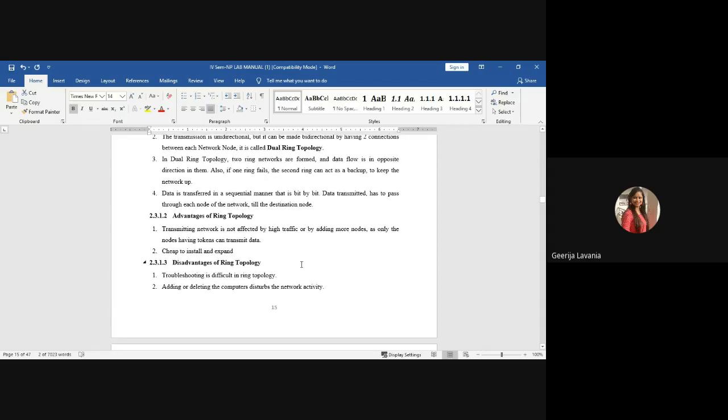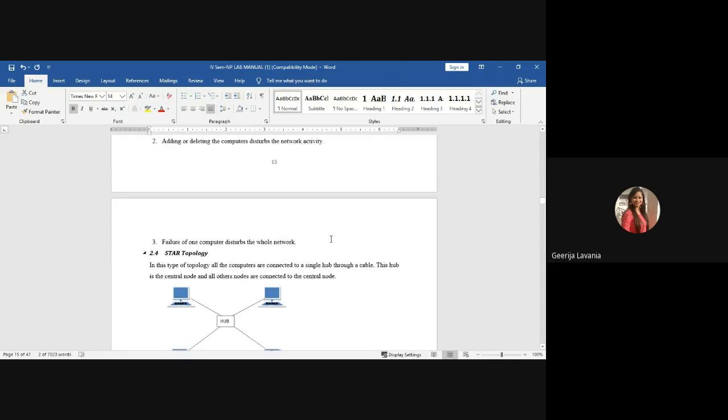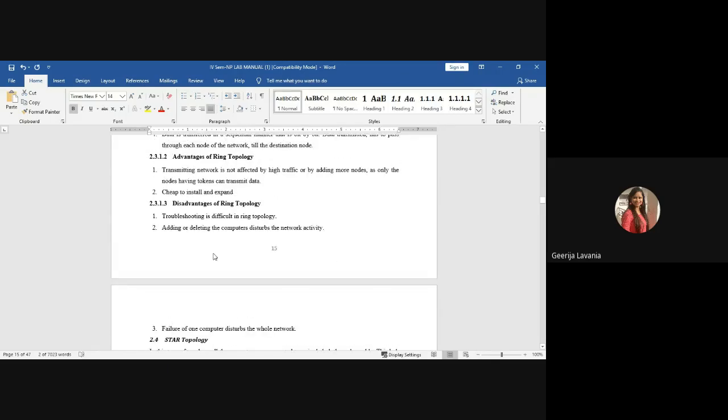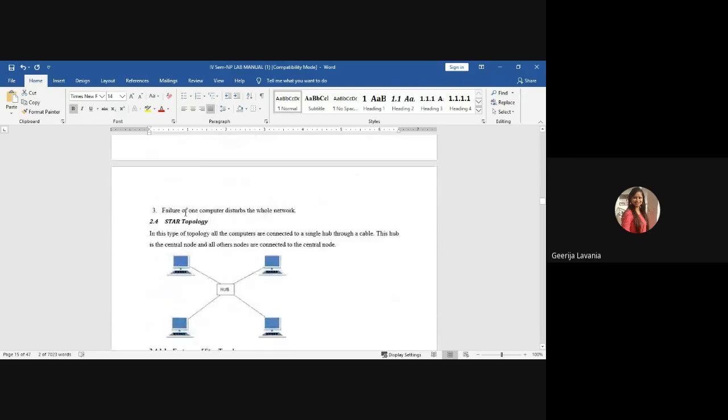And the disadvantages of the ring topology: troubleshooting is difficult in the ring topology. The second one is that adding and deleting a computer disturbs the network activity. And the third one is that the failure of one computer disturbs the whole network. So these are the disadvantages of the ring topology, and I have taught the features of the ring topology.